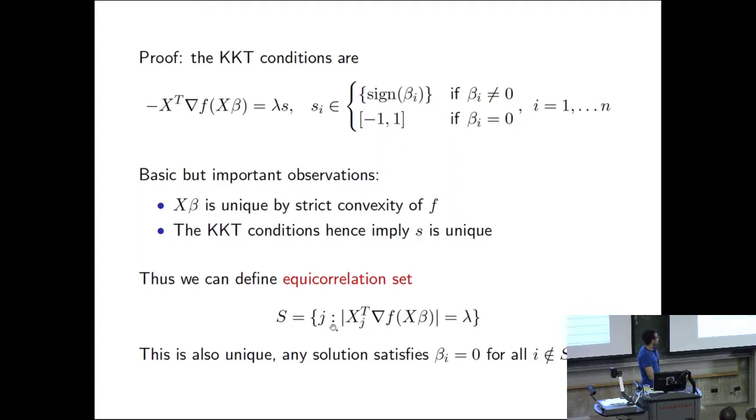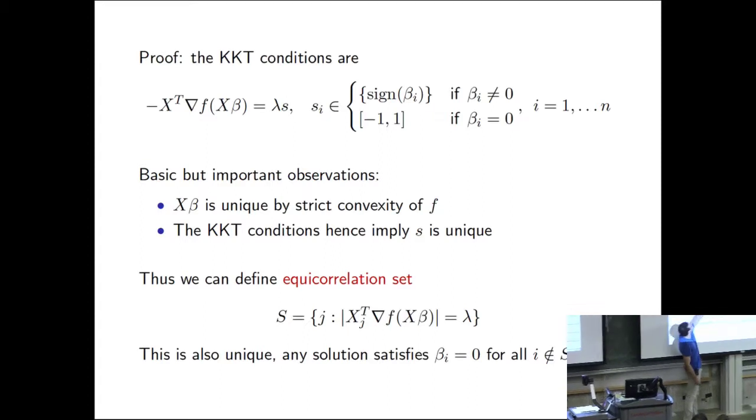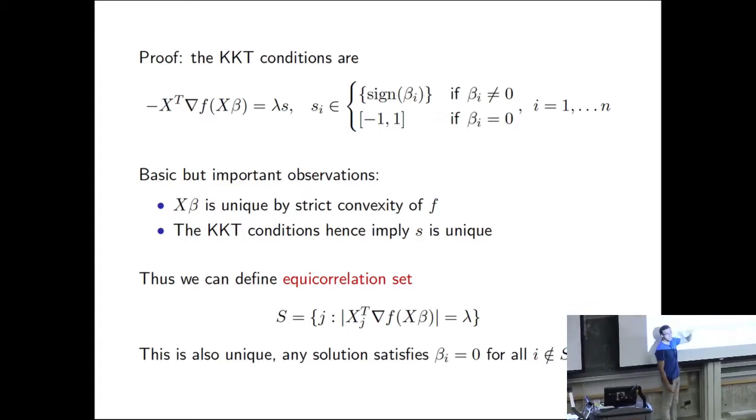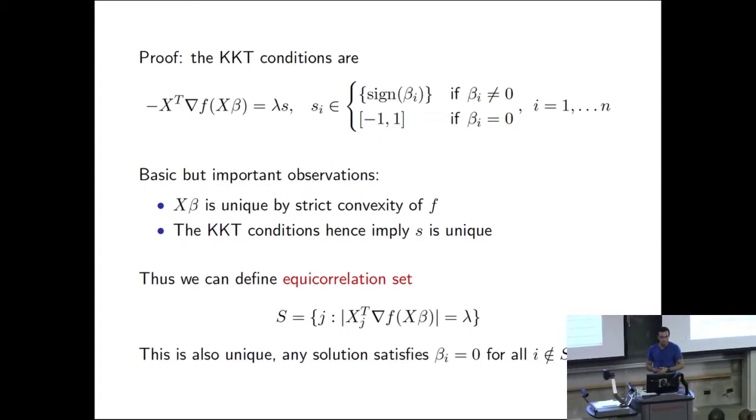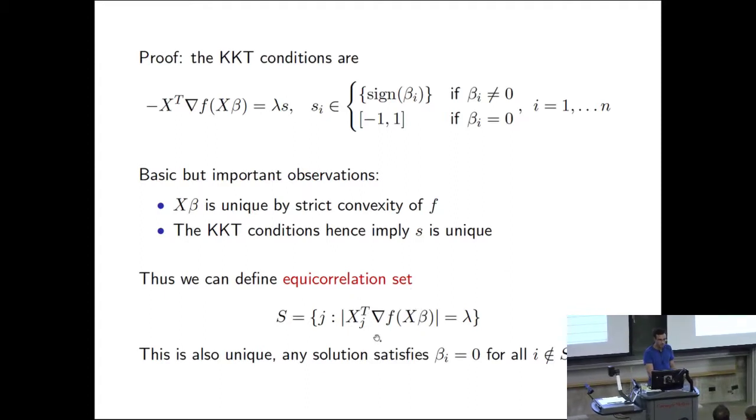So that means we can define this unique set, which we call the equicorrelation set for L1 penalized problems, which is just the set of all feature indices j such that we get s_j equal to 1 in absolute value. In other words, it's the set of all j for which the inner product between x_j and the gradient in absolute value is equal to lambda. It's called the equicorrelation set because each of the features is equally correlated with the gradient, and it's also the biggest correlation possible in absolute value, which is lambda. So this only depends on the fit.